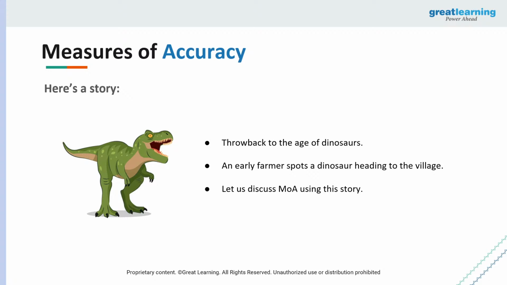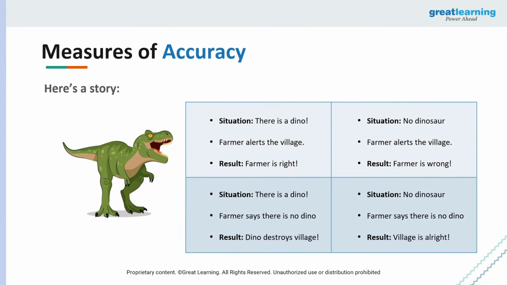To discuss the measure of accuracy, let's use this story. We have a dinosaur that's coming towards a farmer. The farmer sees the dinosaur and wants to run back to the village and tell the villagers, hey, a dinosaur is coming, let's go to safety, or something like that. Here are 4 situations that are going to tell you about all the measures of accuracy that we just discussed. The first situation is, there is actually a dinosaur. The farmer saw the dinosaur. What he'll do is go to the village, alert it, and everyone gets to safety. So what's the result of the situation? There was an actual dinosaur, and the farmer was correct in seeing the dinosaur and alerting the village. Right? This is a proper situation.